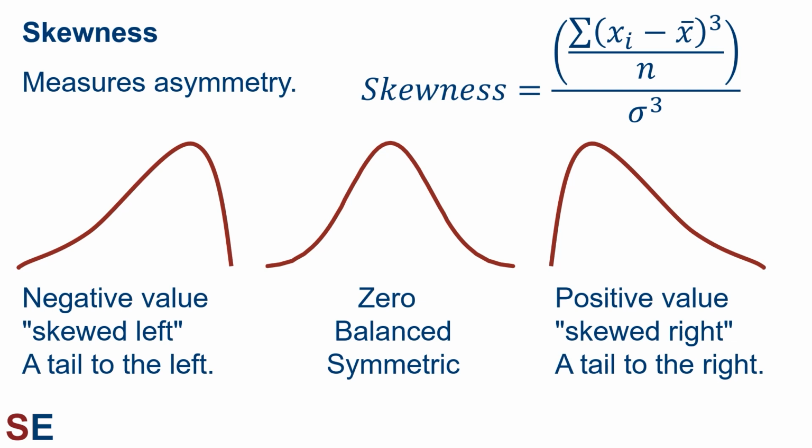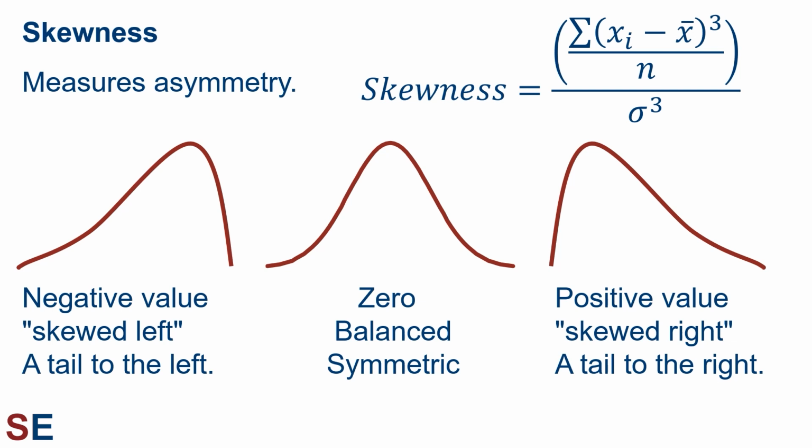The skewness is calculated by that equation there, which is the sum of the cubed differences between each data value and the mean divided by the number of data values. And then we have to scale that for the variation by dividing the whole thing by the standard deviation to the third. And what this does is it measures asymmetry.